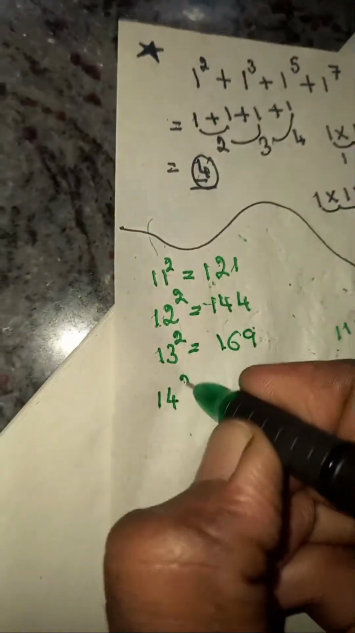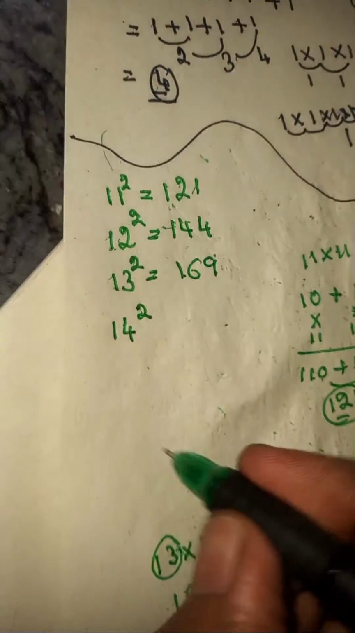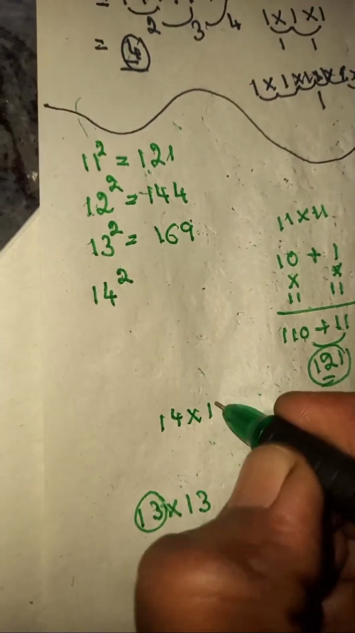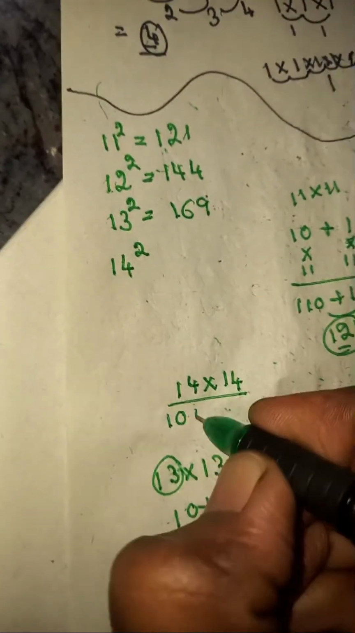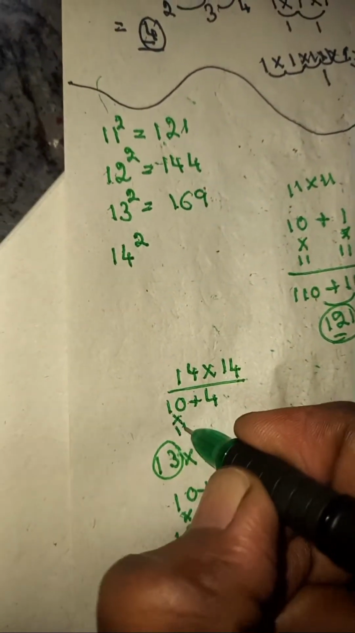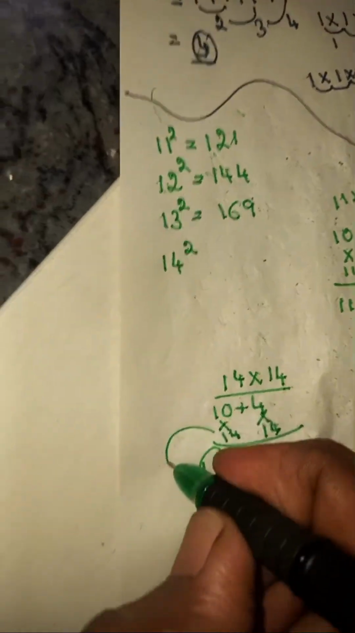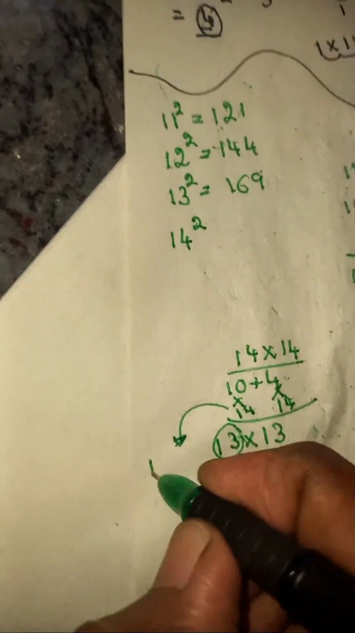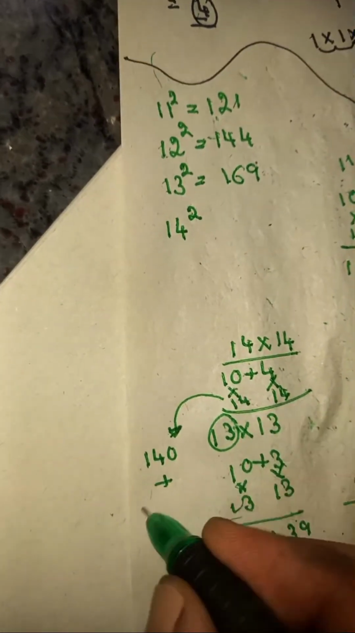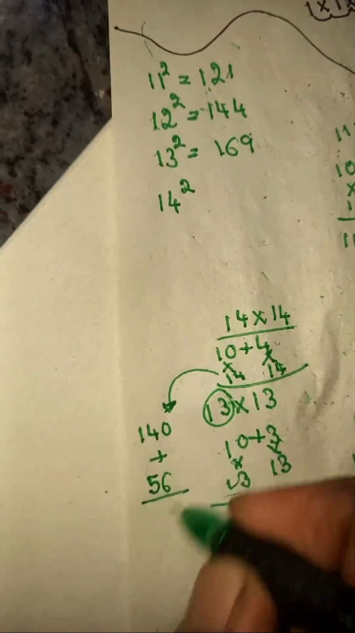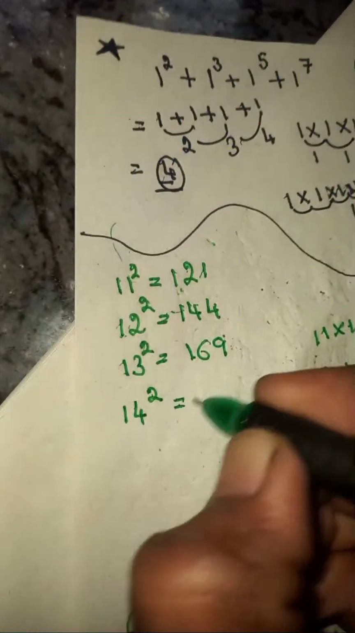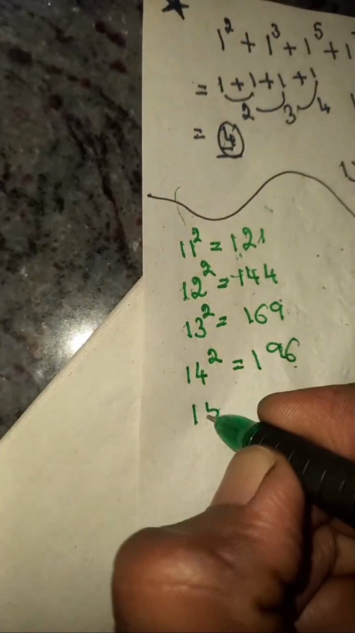Now do 14 square. 14 square you can do like 14 times 14. This 14 you write as 10 plus 4. Here also multiply with 14. 10 times 14 is 140, plus 14 times 4, which is 56, which becomes 196. I'm going to do it more quickly from now onwards.